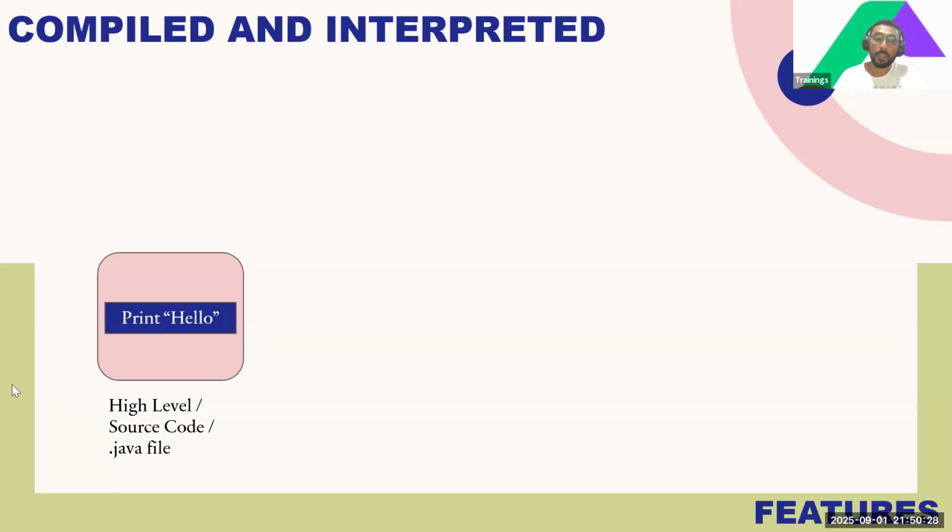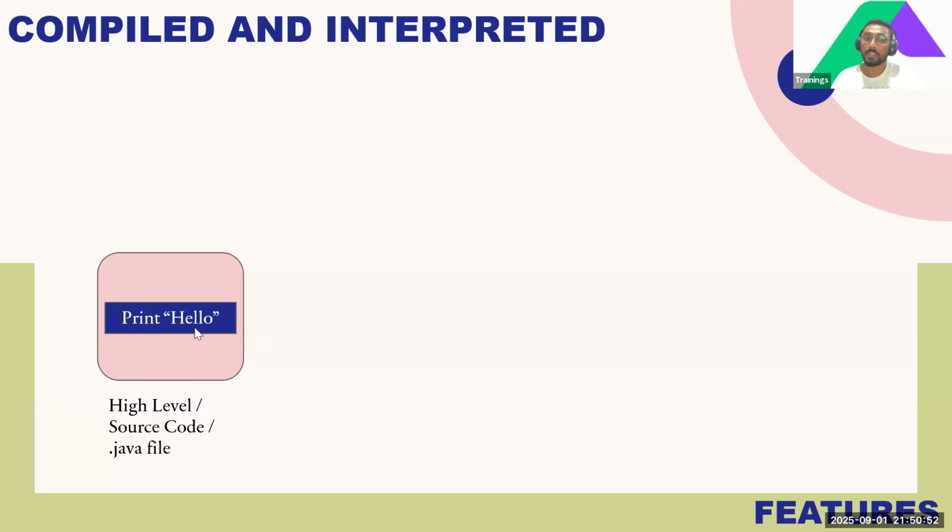Similarly, based on the extension, you will decide this is a Java file. So what is the extension of a Java file? The extension of a Java file is .java. So I have written an instruction here, print hello, and that instruction is present inside the high level file.